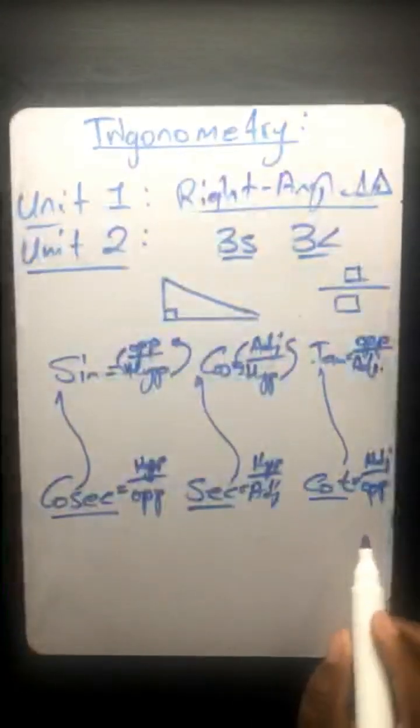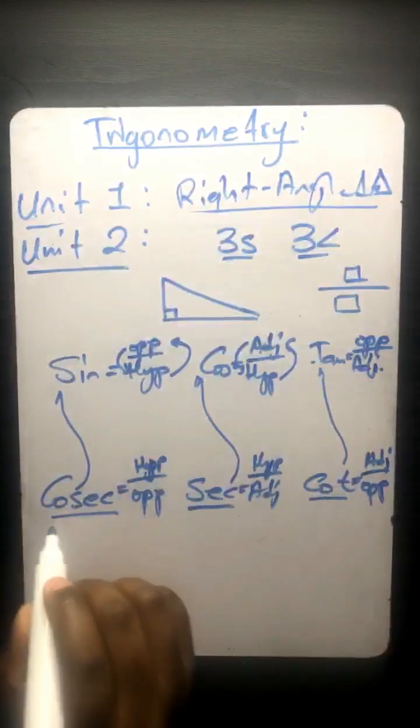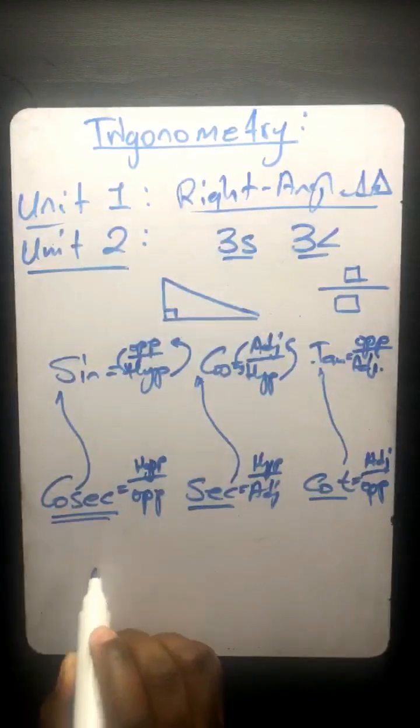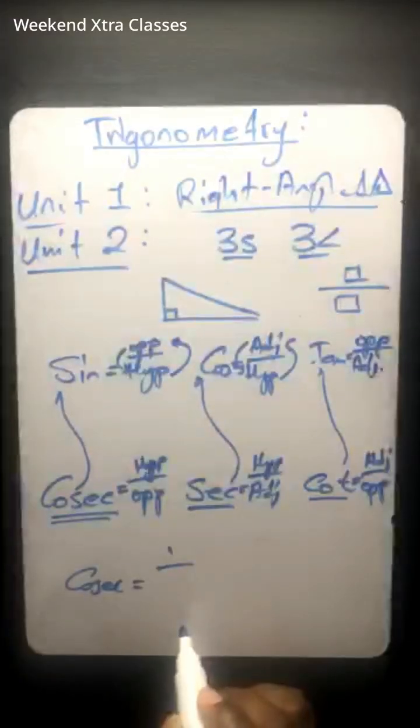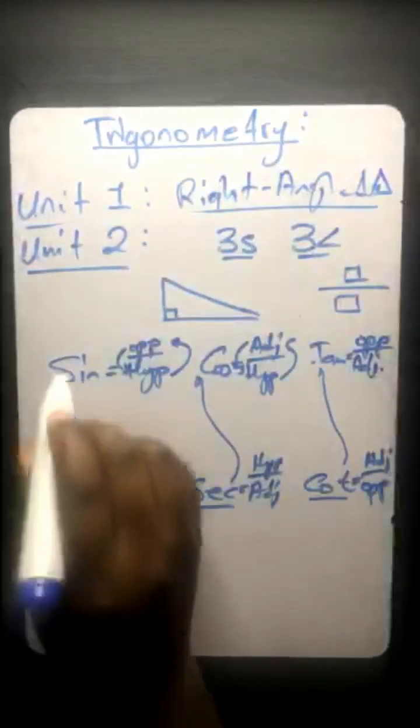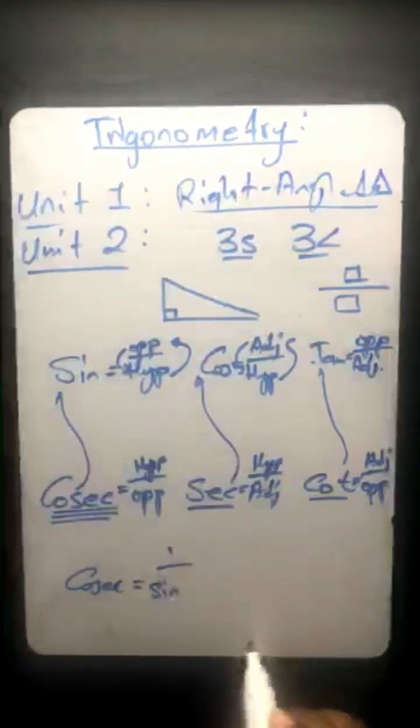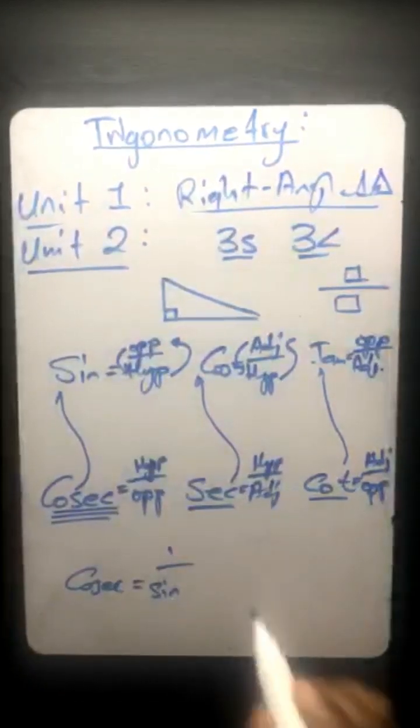Sometimes your teacher might say cosec is the same as 1 over its cousin. What is the cousin of cosec? It is sine. So it still refers to one and the same thing.